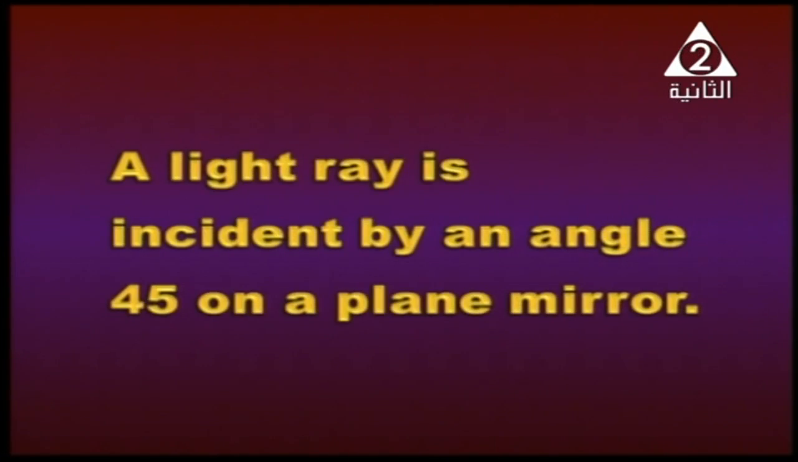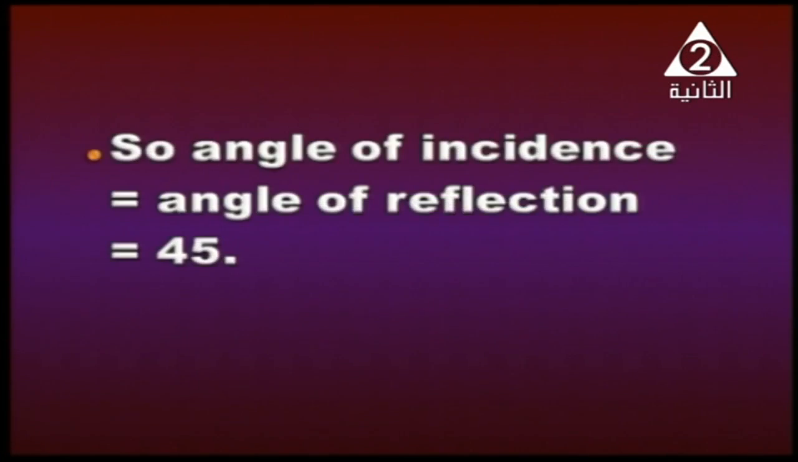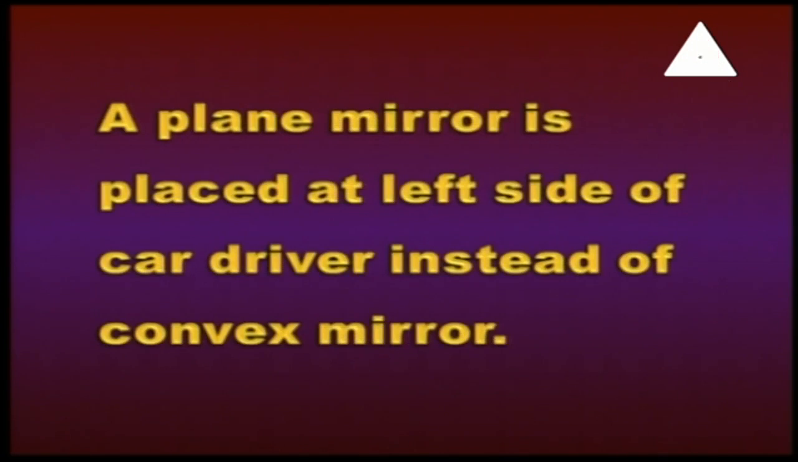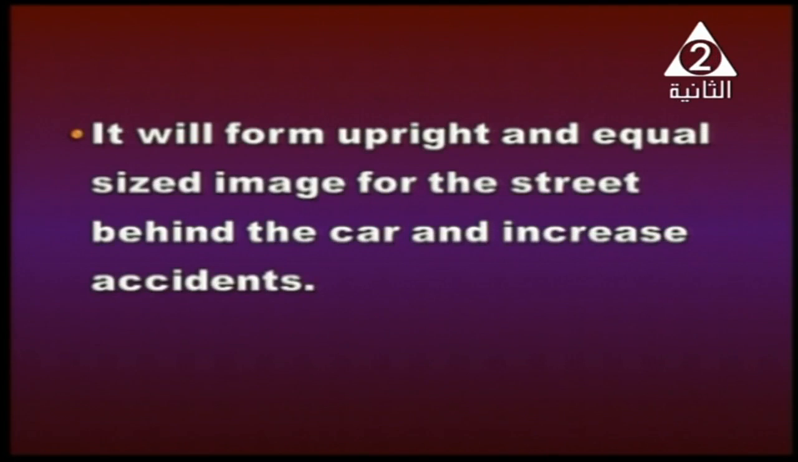A light ray is incident by an angle 45 degrees on a plane mirror. So the angle of incidence equals the angle of reflection, equal also 45. A plane mirror is placed at the left side of the car driver instead of a convex mirror. It will form a bright and equal sized image for the street behind the car and increase the rate of accidents.